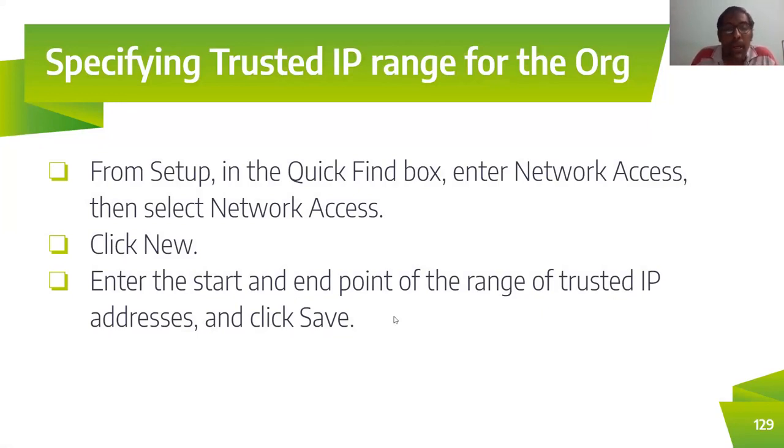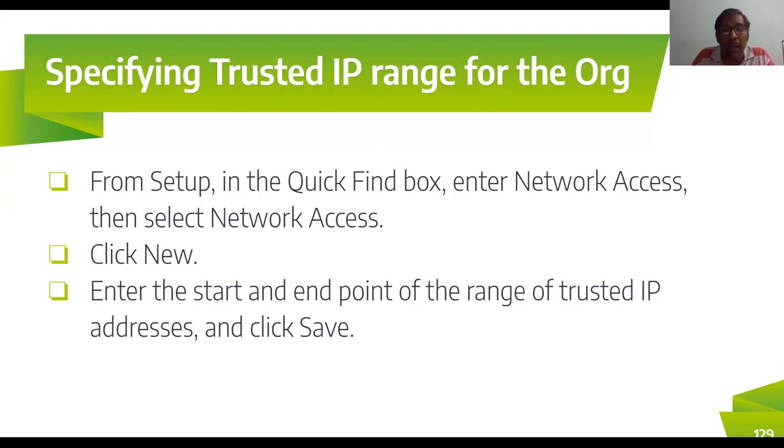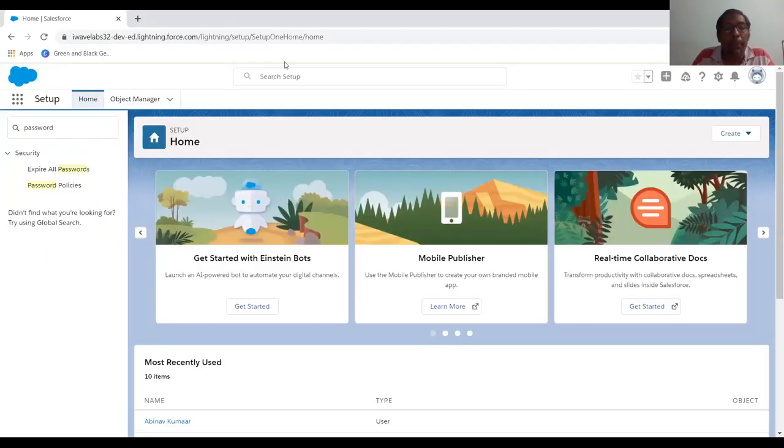Right, you're going to enter the start and end point of the range of the trusted IP address, and then you're going to save. So for this, you go to the setup page. Under the setup page, in the quick find box, you enter network access, then click on the new button, enter the start and end point of the range of the trusted IP address, and click on save. Now again, I'll go back to my demo. Again, I'll go to my setup page here.